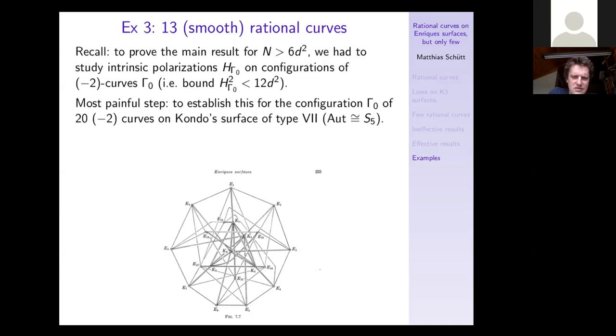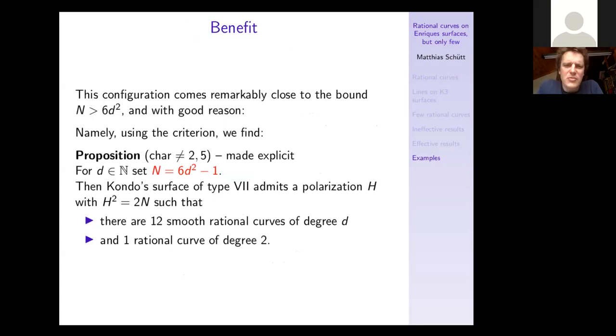This cost us a lot of time, but then it paid back when we were looking for this sharpness, because the same configuration takes us close to the bound. Made explicit, for N equals 6 D square minus 1, you can sort out a configuration of 10 fiber components and 3 bisections that has a projective model where these curves have degree D, or one of them has exactly degree 2. So this is why the Enriques story is very close to being sharp. There's only the value of 6D squared where we don't know whether this might be doable or not, but beyond that, it's all sorted out.